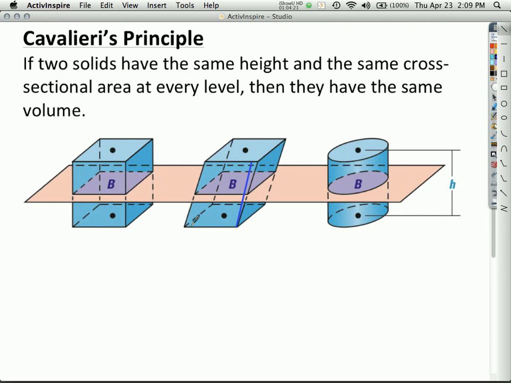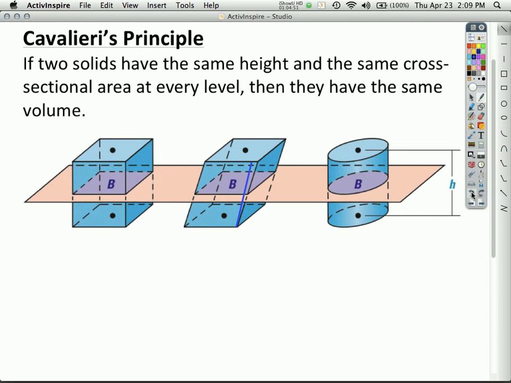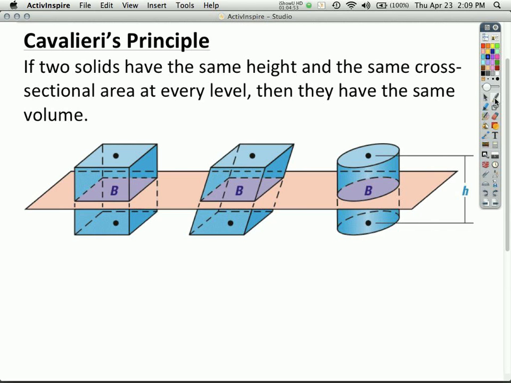The base would have the same area as that one, but then the cross-sectional areas would get increasingly smaller as you went up the shape. Do you see the difference? All the cross sections have to be the same, otherwise it's not going to have the same volume. Okay? So it has to be two things. We could have an almost the same shape, but it's got to be the same height and same cross-sectional area. Okay? Good question. Good point.